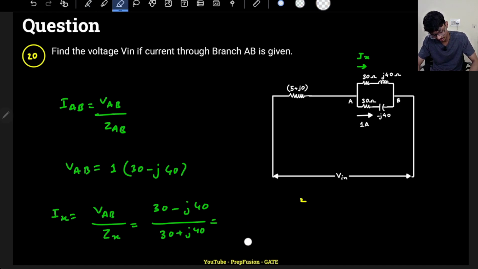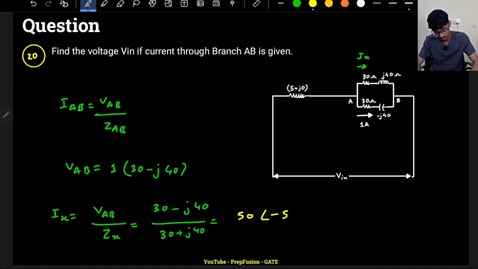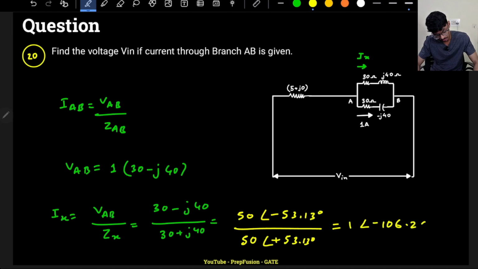That's it. Or a simpler approach I will tell you: this is 50, and if you remember the formula, this is lying in the fourth quadrant, so minus tan inverse 4 upon 3. 4 upon 3 I have told you to remember, it is 53.13 degrees. You can put it in a calculator too. This will be 50 only, plus 53.13. So overall this will be 1 angle minus 106.26 degrees. This will be the current Ix.